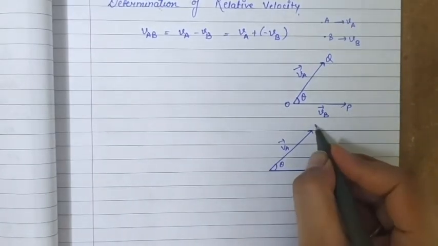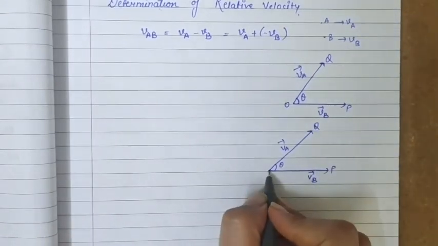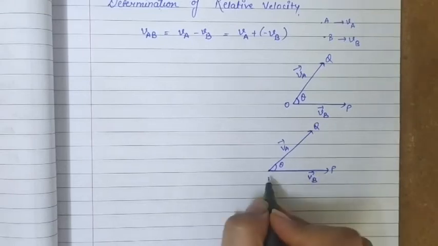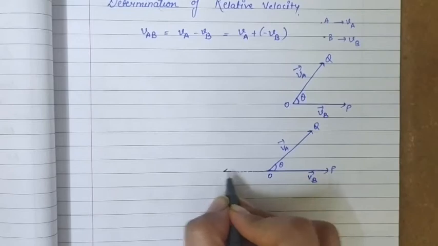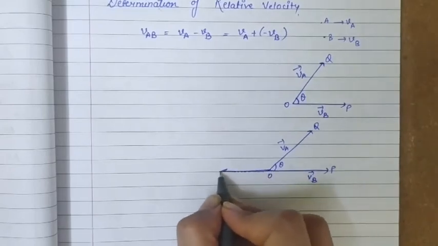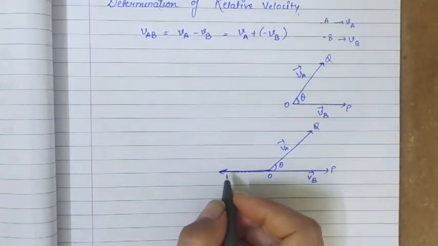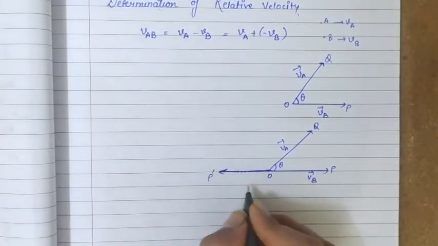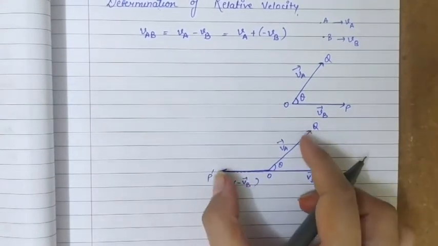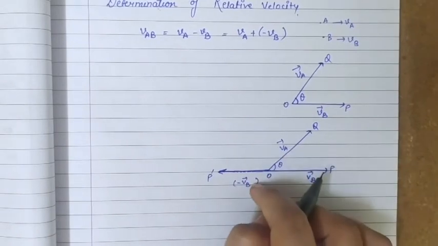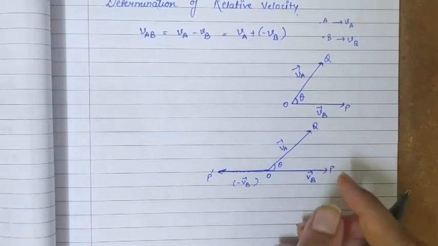We want minus VB. So minus VB is along a direction that is opposite to OP, here. So this is the direction of minus VB, and it has magnitude same as OP. We are representing it by P dash. So OP dash represents minus VB vector. Now if we add these two vectors, VA plus minus VB vector, we can find the value of relative velocity.